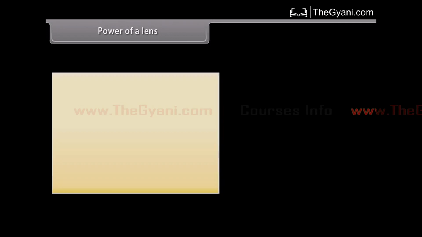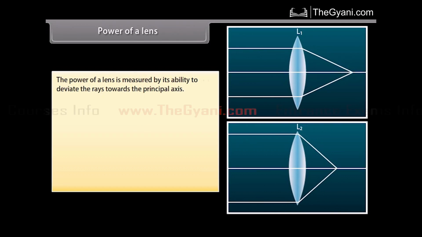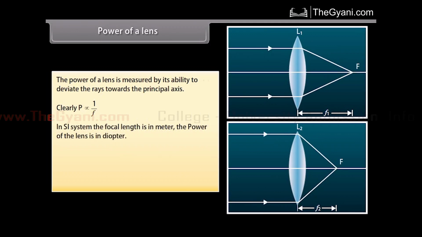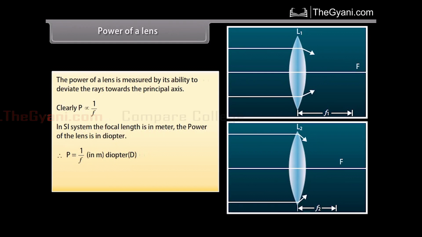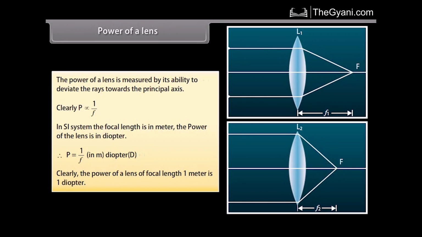Power of a lens. The power of a lens is measured by its ability to deviate the rays towards the principal axis. The lens L2 has focal length less than L1. Therefore, lens L2 bends the rays more than L1. Hence, the power of the lens L2 is greater than that of L1. Clearly, P is directly proportional to 1 by F. In SI system, the focal length is in meter. The power of the lens is in diopter. Therefore, P is equal to 1 by F in meter, diopter D. Clearly, the power of a lens of focal length 1 meter is 1 diopter.